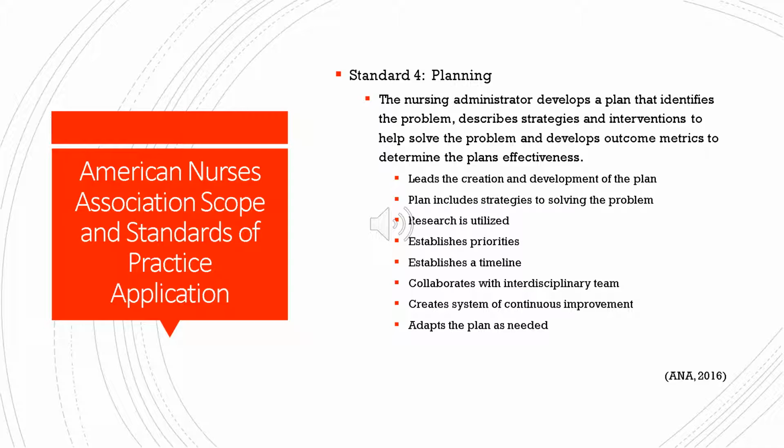Throughout the planning of this process, the leader needs to make sure that the plan is created, that research is utilized, priorities are established, and there's a timeline for the project. The leader must ensure that there's collaboration with the interdisciplinary team, creates a culture and a system that encourages continuous improvement, and also realizes that the plan must be adapted and changed based on the challenges and opportunities as well as barriers faced in the project.